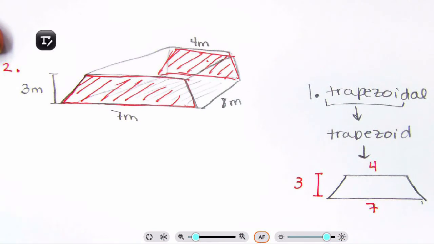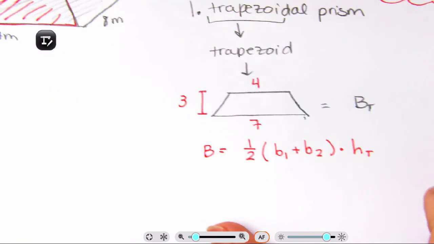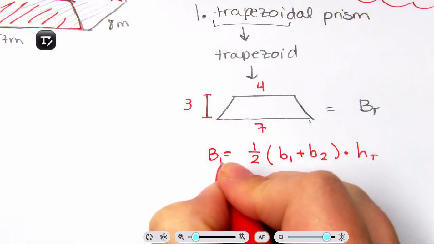So we're going to find the area of a trapezoid. So the area of the trapezoid is 1/2 base 1 plus base 2 times the height of the trapezoid. And that will give you the area of the trapezoid.